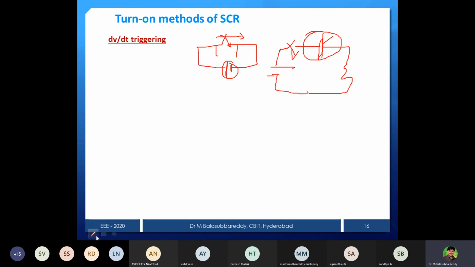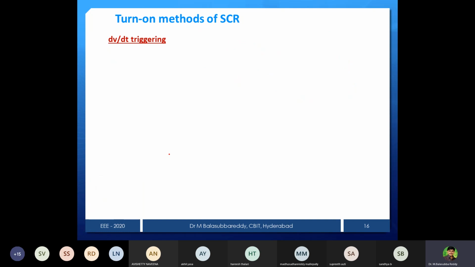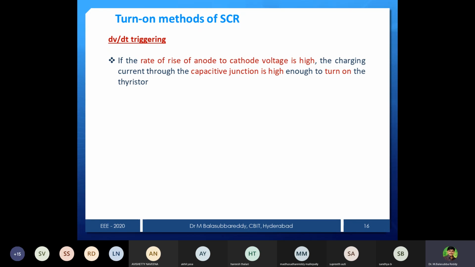But now there is a specification for the device. The rate of change of voltage should not increase beyond the specified value. They will give the dV by dt value. Once the switch is closed or the supply is given, if the rate of change of voltage increases beyond the specified value, then junction J2 is going to break down and it will be triggered. I will show that small derivation also.